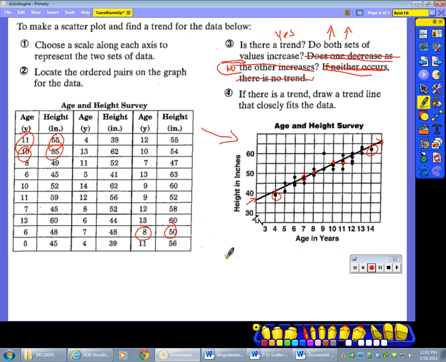And if you're wondering what kind of correlation this is, it's considered a positive correlation. The reason why is the older someone gets, so as age increases, their height also increases. As one variable goes up, the other variable also goes up. So that is a positive correlation because both variables are moving in the same direction.